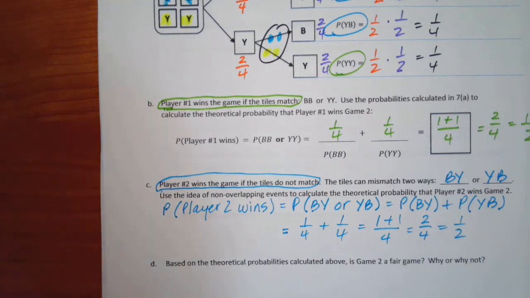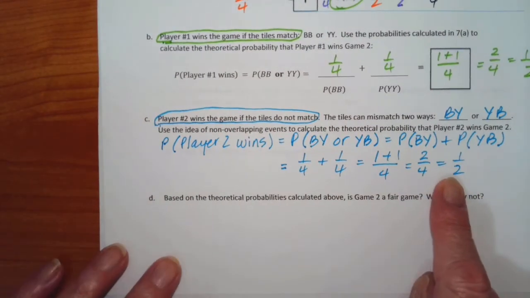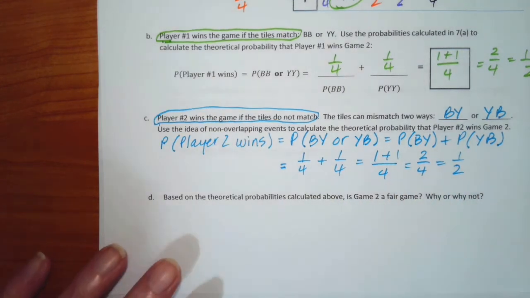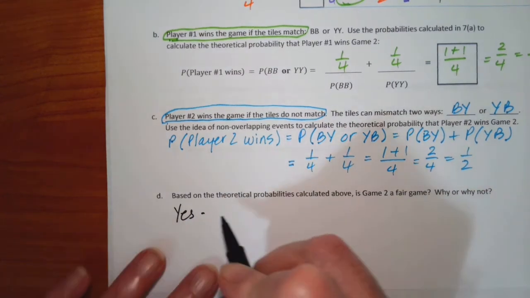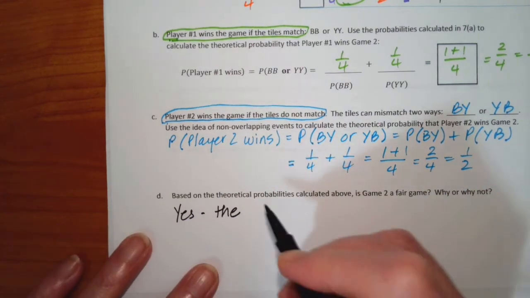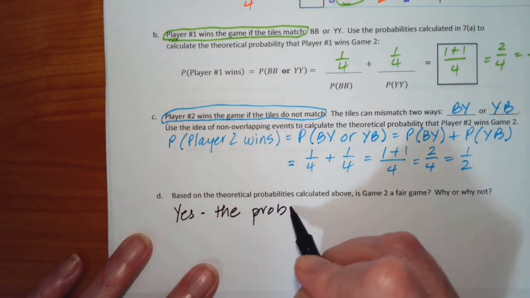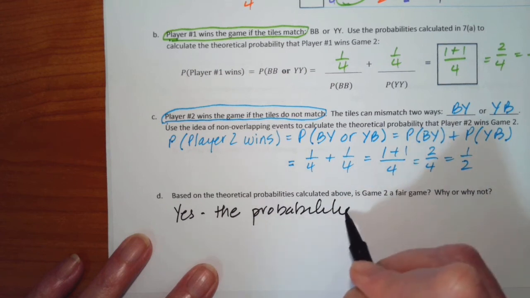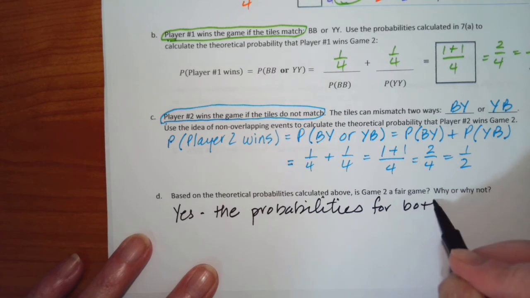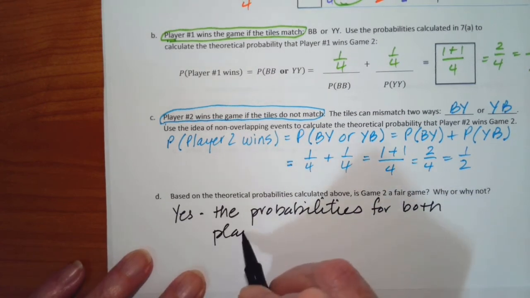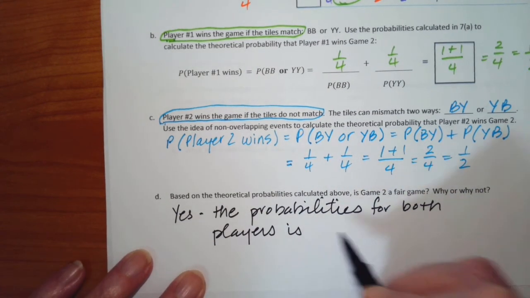So based on the theoretical probabilities, which is what should happen, is game 2 a fair game? Yes. The probabilities for both players is the same.